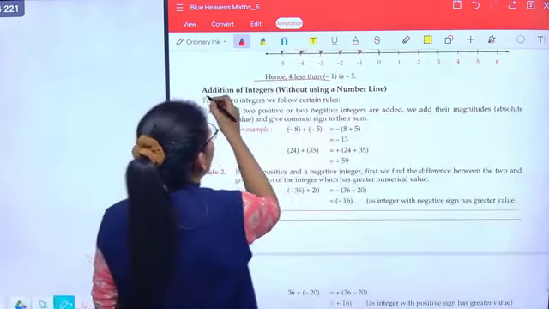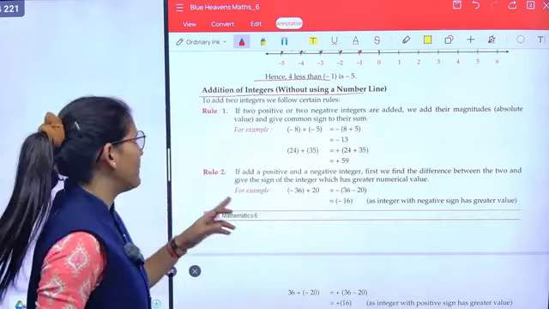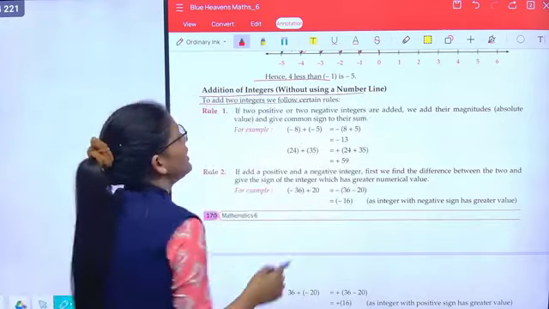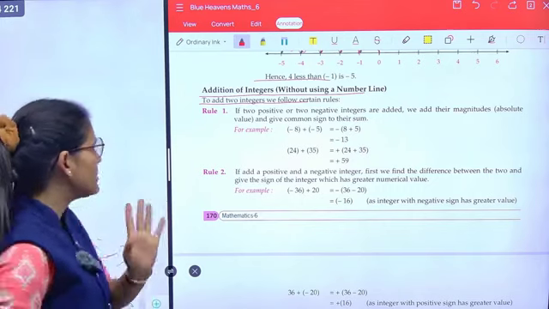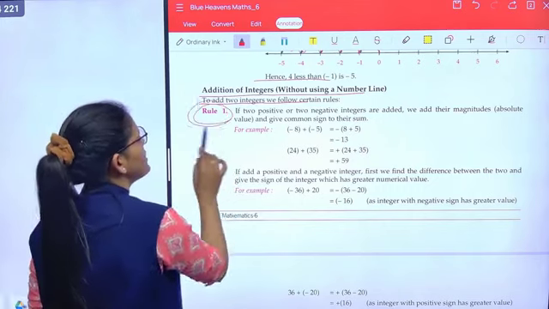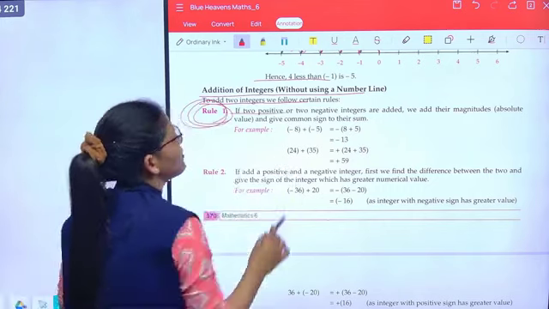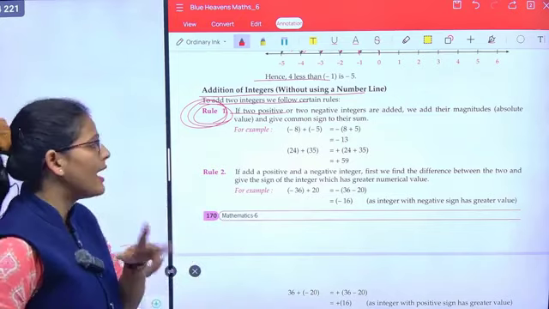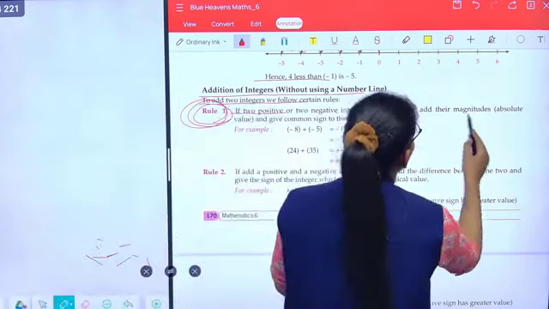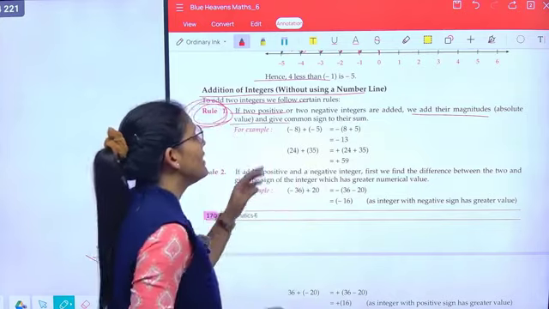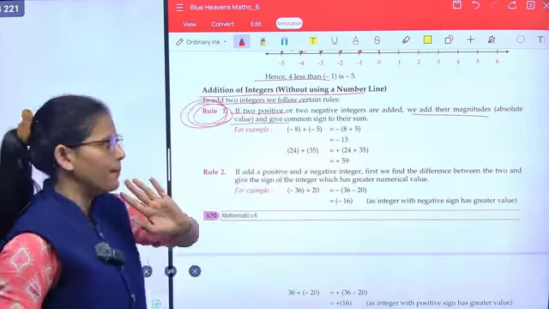Now class, addition of integers without using a number line. To add two integers, we follow certain rules. Class, हमारे कुछ rules हैं उसको add करने के. You can see rule number 1: if two positive or two negative integers are added, we add their magnitudes, absolute values, and give the common sign to their sum.